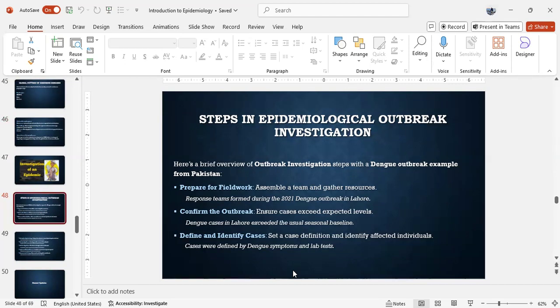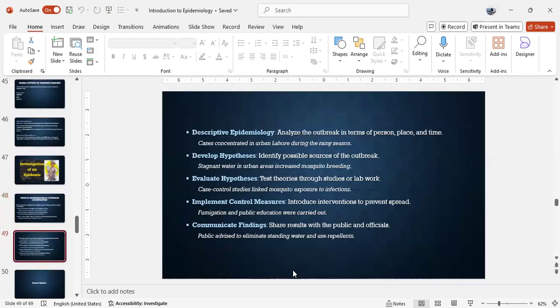Then confirm the outbreak. Ensure that cases exceed the expected level. Dengue cases in Lahore exceeded the usual seasonal baseline. Then define and identify cases, such as setting a case definition and identifying affected individuals. Cases were defined by dengue symptoms and lab tests. Descriptive epidemiology. Analyze the outbreak in terms of person, place, and time. Cases were concentrated in urban Lahore during the rainy season.